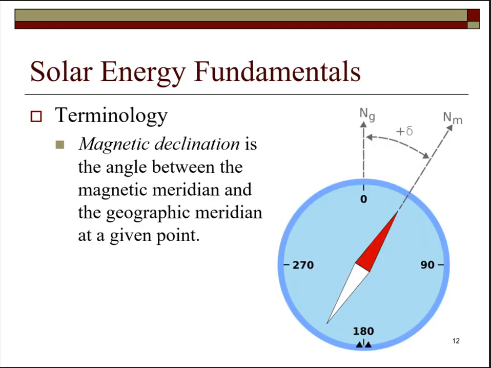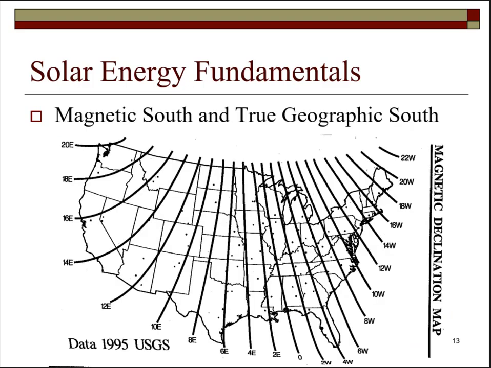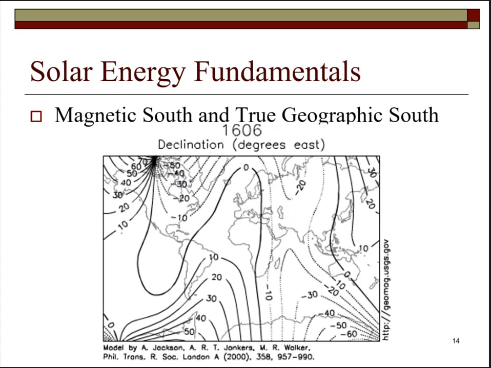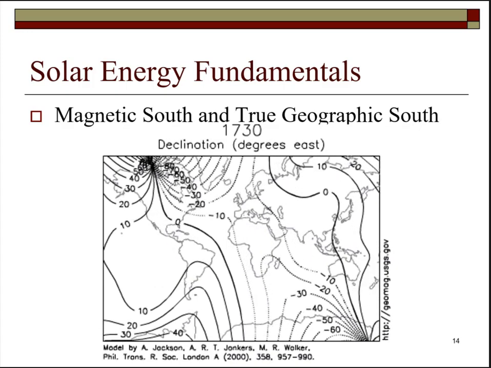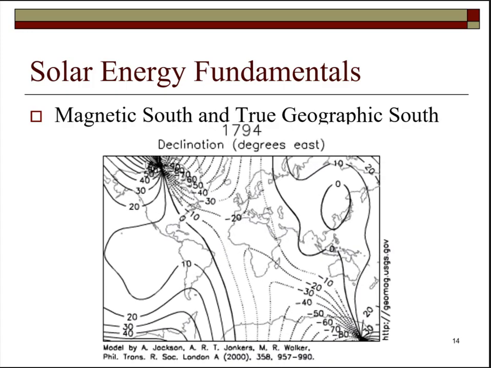Magnetic south normally is not true south. There is an angle that exists between magnetic south and true south, which is called the magnetic declination. Here's an example of a magnetic declination equal to plus 5 degrees. Here is shown what the magnetic declination is at different locations in the continental United States. This is a time series of the magnetic declination and how it changes over a period of time.